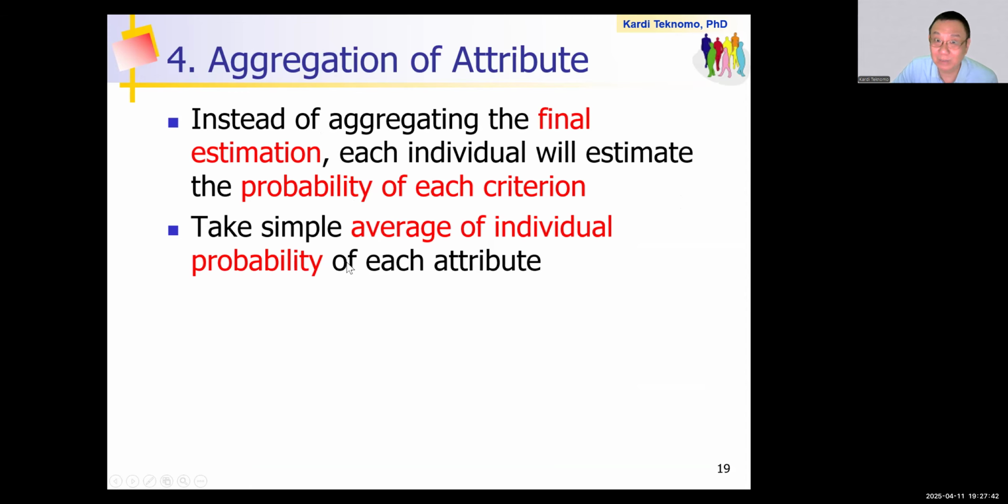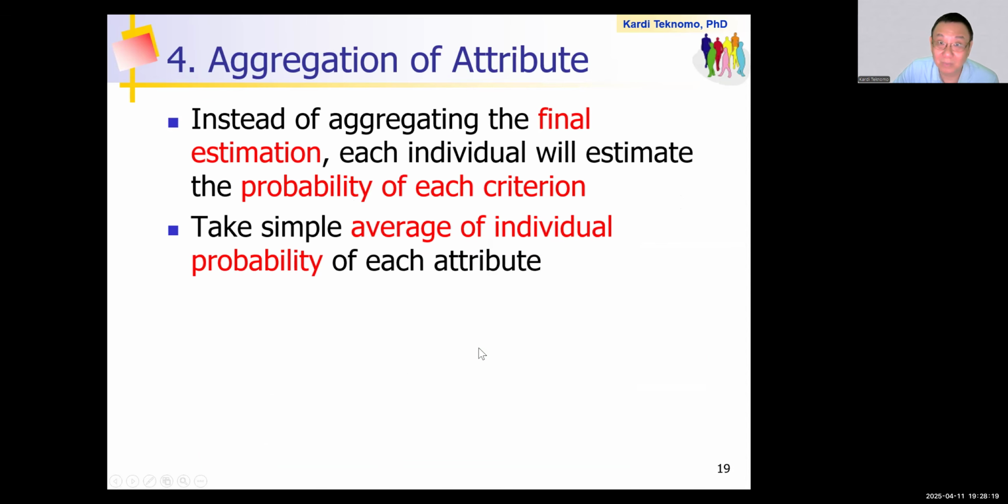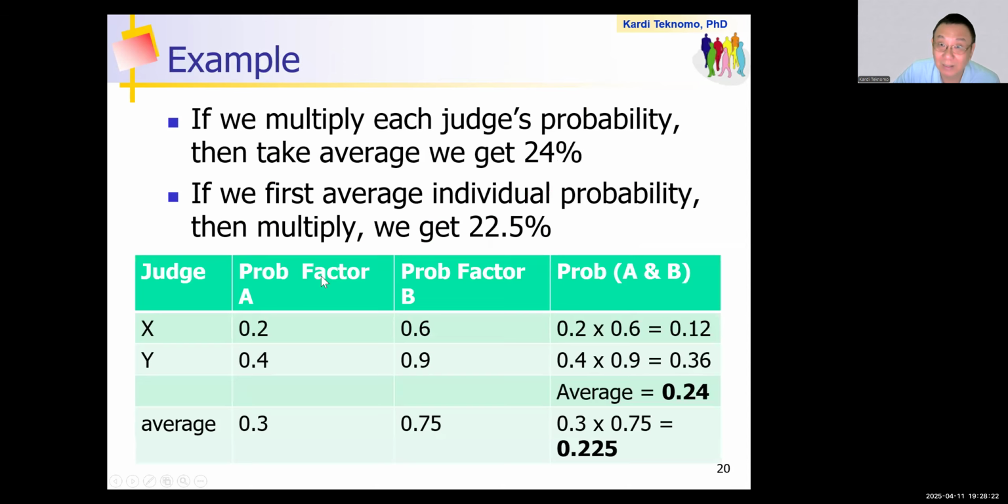Aggregation by attribute: instead of aggregating the final estimation, each individual will estimate the probability, and then you take the simple average of individual probability. Meaning you're supposed to get 24, yeah? You are not supposed to get this. Is this clear or not? So be careful. Don't take the average first and then multiply. You take for each and then you average that. That's the way to do aggregation by attribute.